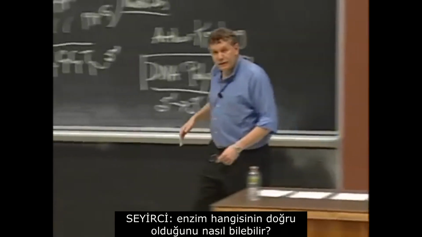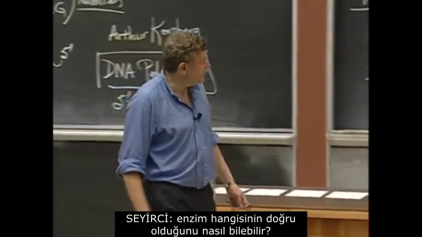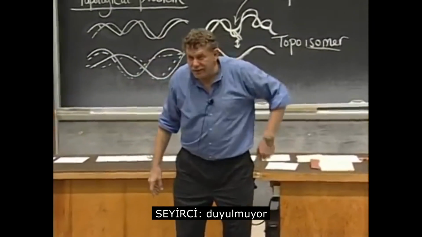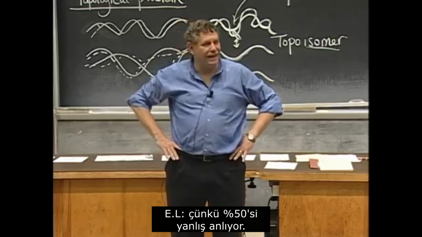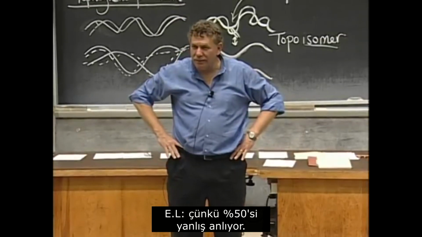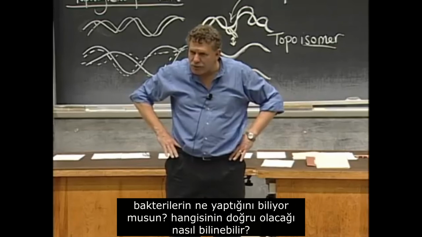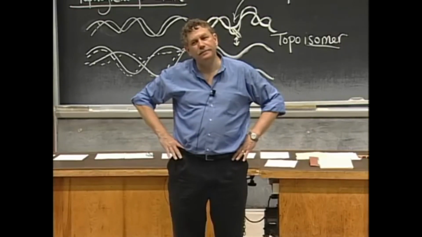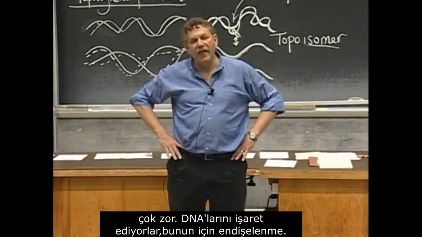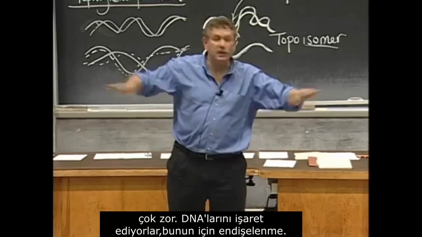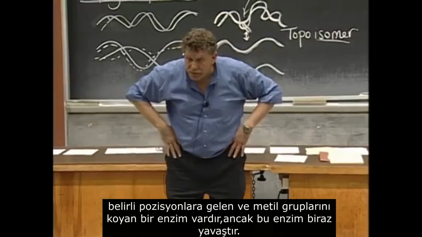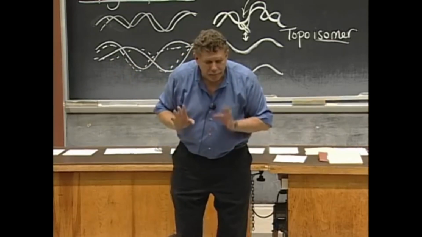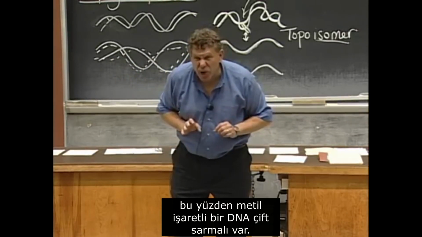Yes? How does it know which one is right? Because 50% of the time it can get it wrong. What a great question. How would it know which one to get right? You know what bacteria do? They're very tricky. They mark their DNA with methyl groups. There's an enzyme that comes along and puts methyl groups at certain positions. But that enzyme's kind of slow.